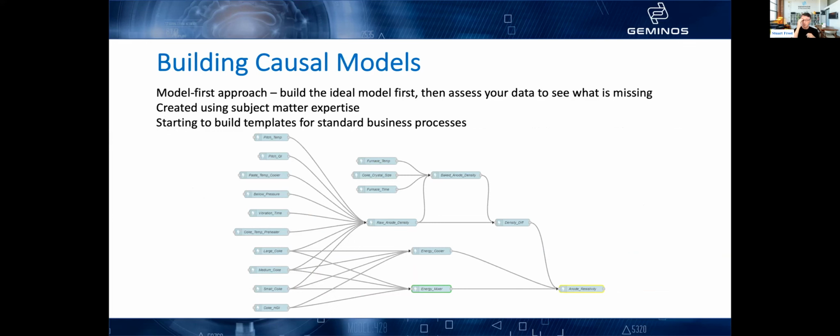So the first step we really generally do in this is to take a model first approach. So let's model out the process. So you can see we've got all the different variables that we think we might need. So this is purely done on subject matter expertise at this point. Obviously, you can look at the data. It's not a hard and fast rule. It's iterative. Like most development processes, you have to look at the data, look at the subject matter expertise.